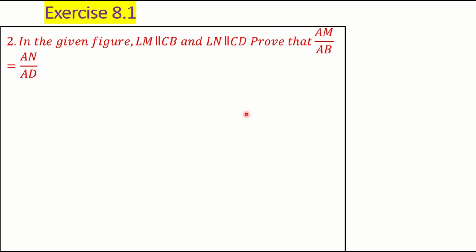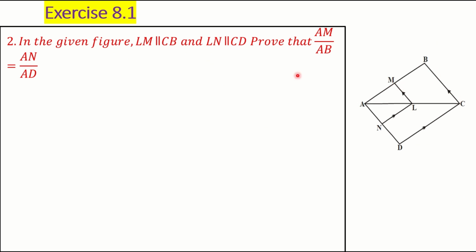In the given figure, let's see the figure. LM is parallel to CB, and LN is parallel to CD. Prove that AM by MB equals AN by ND.